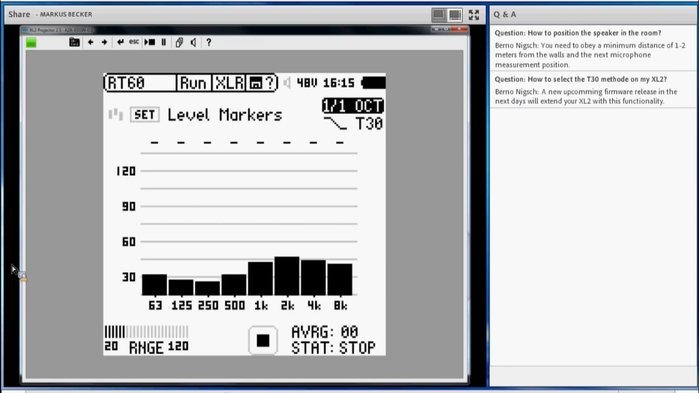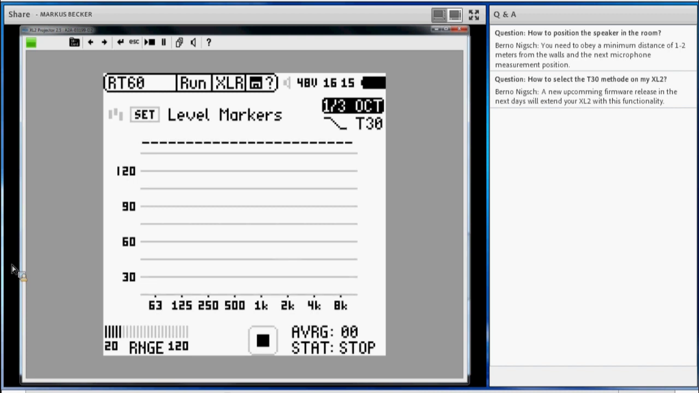The next selection: I can switch here between octave and third octave resolution. The third octave resolution, as mentioned before, is only available with the EAP option.